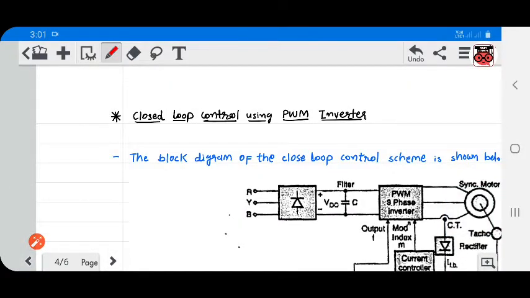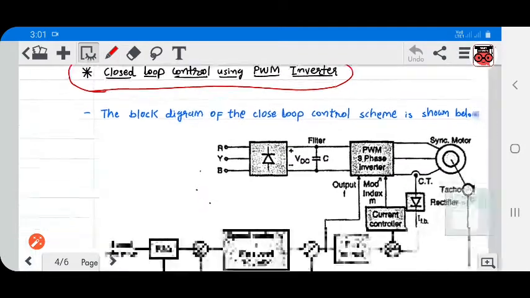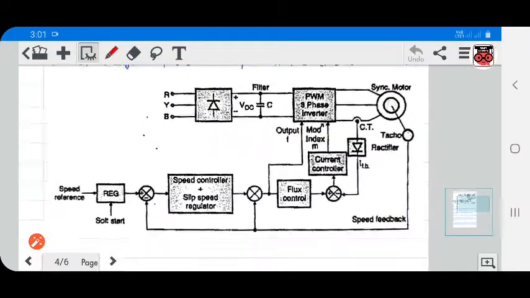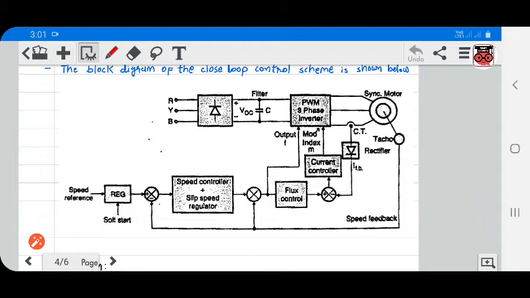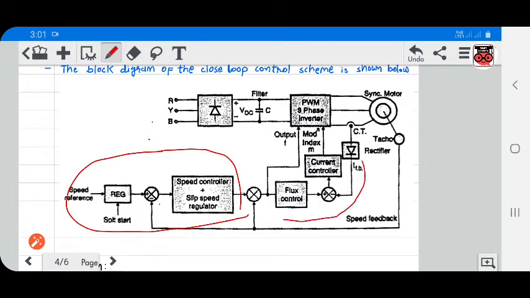Now, another topic is closed loop control using PWM inverter. In this diagram, you can see the closed loop control scheme. In that, you can see this is the speed controller with RFG, flux control, current controller, tachometer, and the 3-phase inverter, and this is given to the motor.